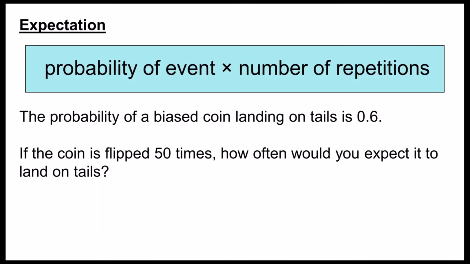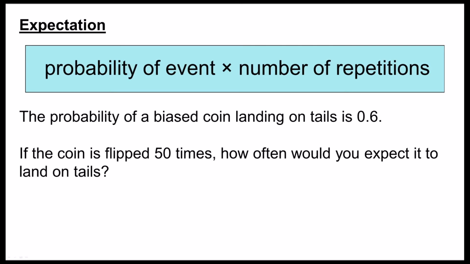Sometimes the probability might be given as a decimal. We can still use the same process to work out the expectation, however we're going to have to use decimal multiplication instead of calculating fractions of amounts to get our answer.